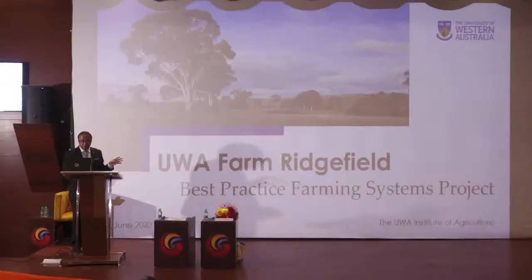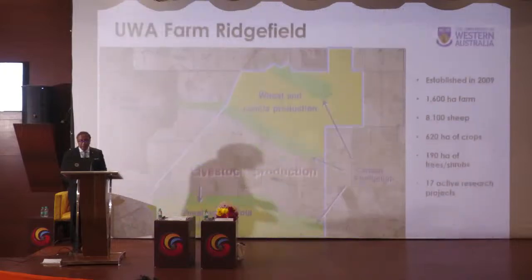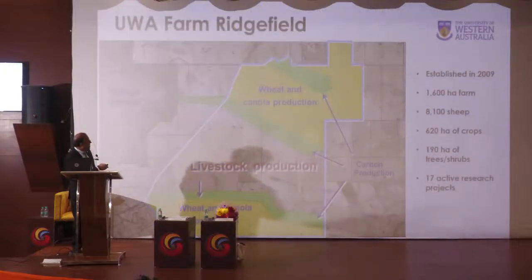Now, a few more slides about the farm. This is my university farm, which I look after, 1,600 hectares. Again, you can see that this is the aerial map. We have the wheat and canola production system. Then we have planted quite a lot of shrubs and trees here. Then we have livestock, which is pastures and livestock, then wheat, etc.